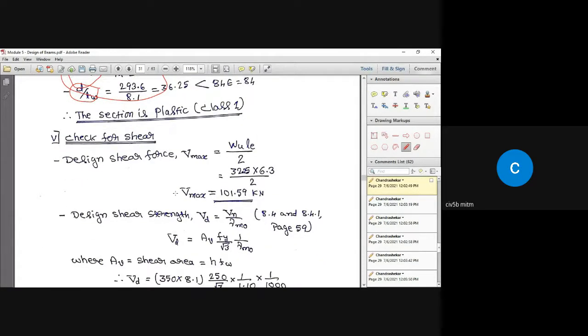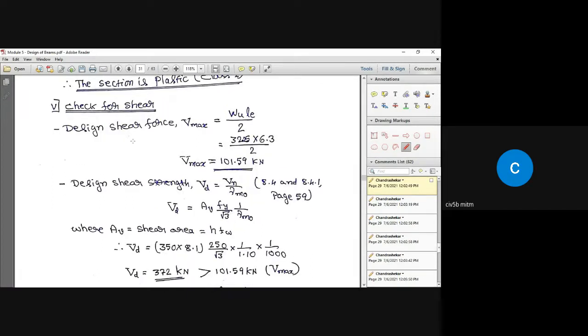Next, we are going to check for shear. As I said, only in the case of a laterally supported beam, we are going to check for shear first before you check for bending moment, because we are going to make use of that shear value we calculated here under bending moment. So what is the design shear force V max? That is equal to WuL divided by 2. So V max is 101.5 kilonewton. That is due to the design load coming on the beam.